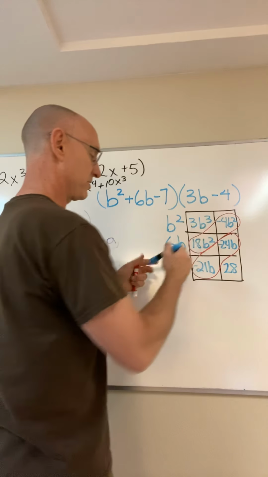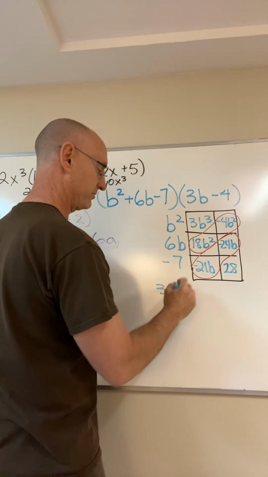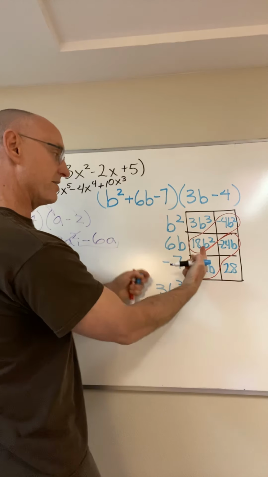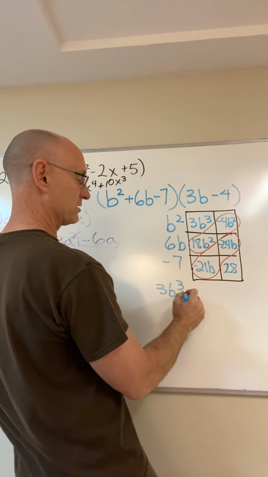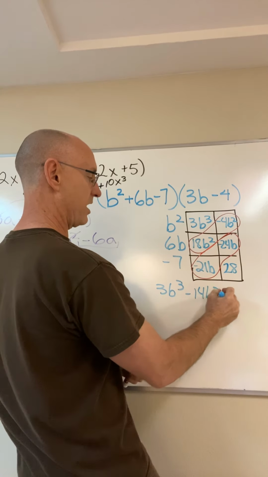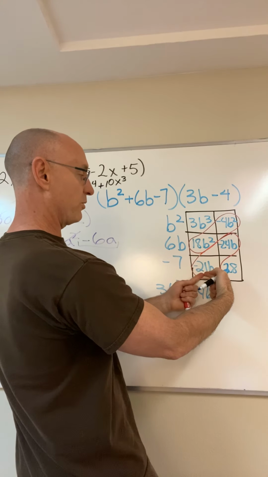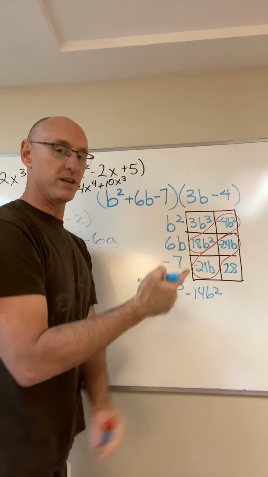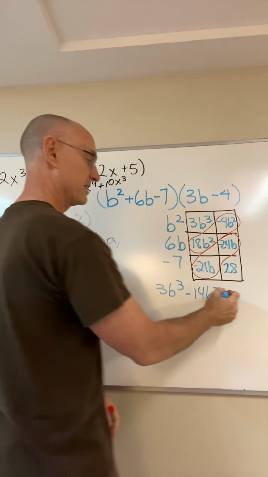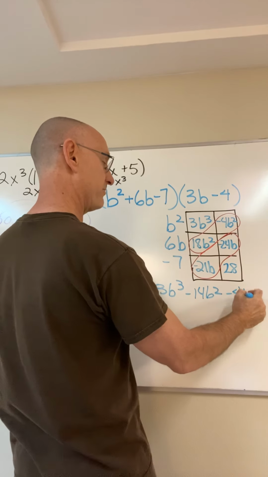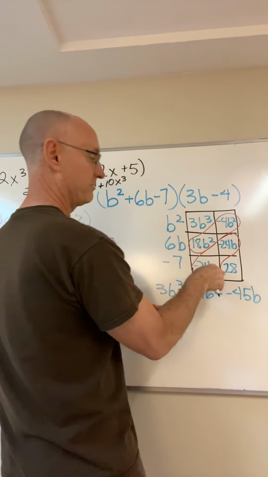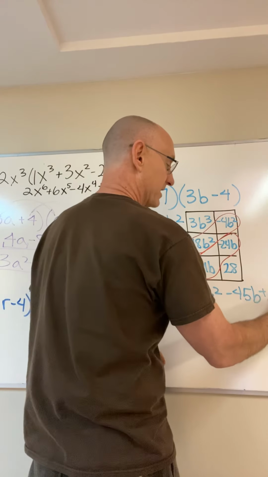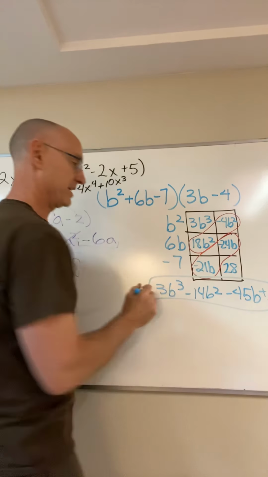So 3b to the third starts us off, 3b to the third, and then 18 minus 4 is minus 14b squared, and then negative 21 minus 24 more is negative 45b, and then that's just a positive 28 on the end, like that. Okay, and that's how you get there on that.